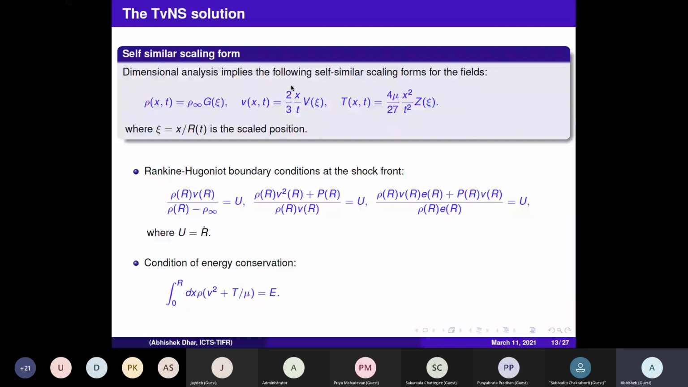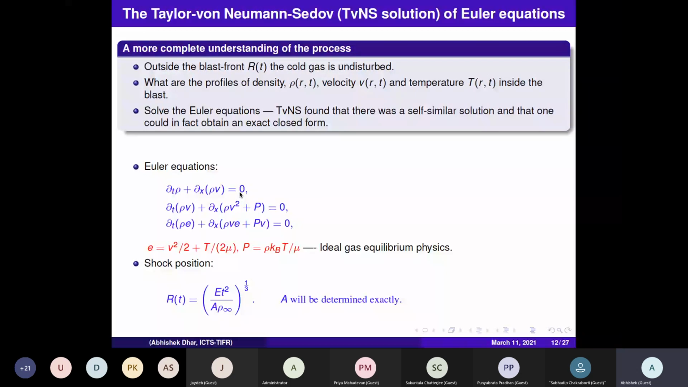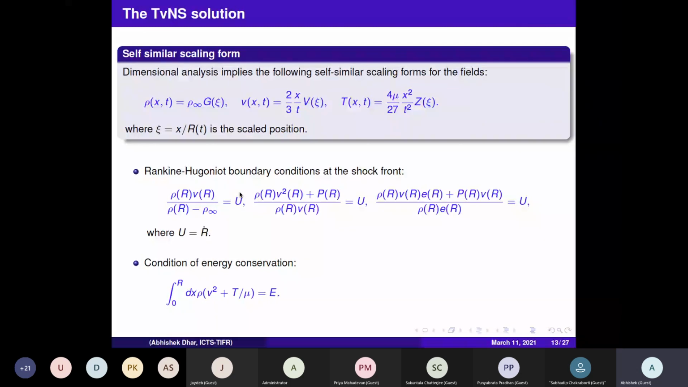And we know there's a shock front, and in hydrodynamics one can determine something called the Rankine-Hugoniot boundary conditions, which again basically follow from these equations. Because there's a discontinuity, you need to take an integral of these equations across the shock, and this gives rise to some boundary conditions. On the right of the shock, the temperature is 0, pressure is 0, and the velocity field is 0, and the density is this rho infinity.